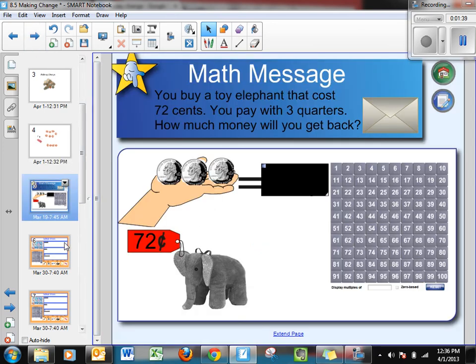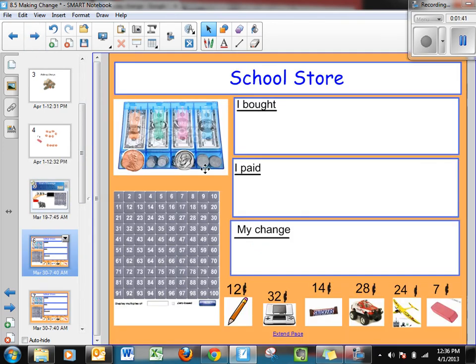So to start, we're going to start here. You can see I have a cash register. I've got some items to choose from to buy. I've got a box where I can put what I bought. You can show what you paid, and you can show what your change should be. Now we're only going to use dimes and pennies for this lesson today. We're going to start with that same eraser. So that eraser costs 7 cents.